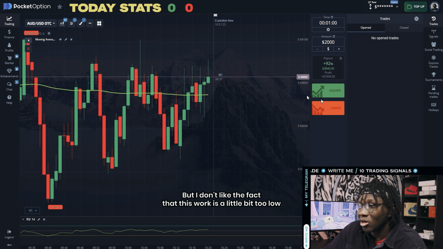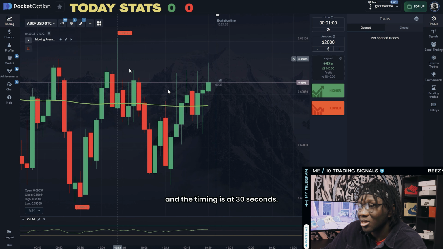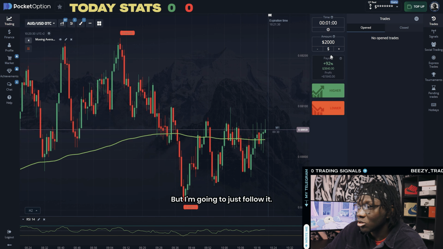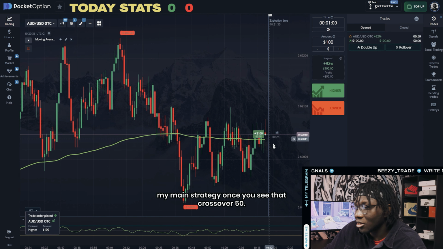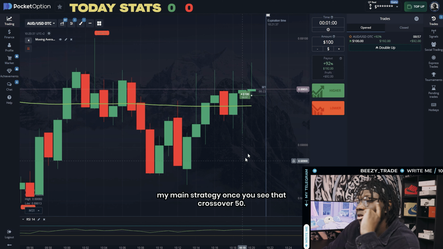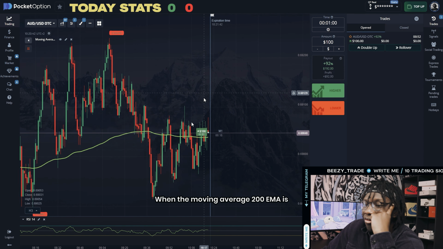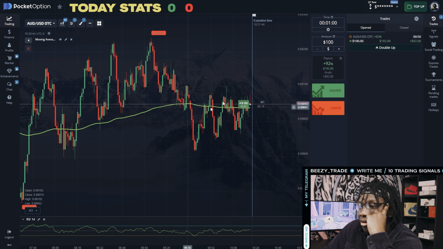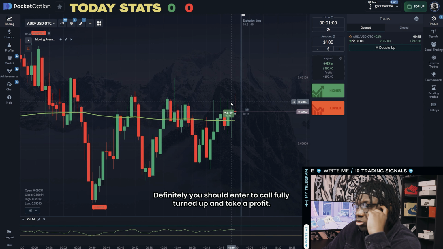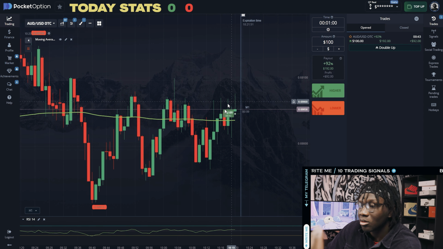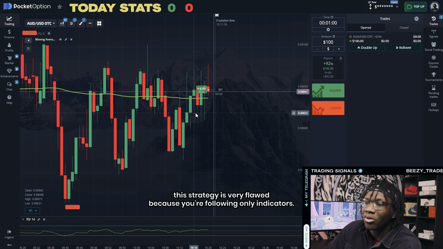But I don't like the fact that this wick is a little bit too low and the timing is at 30 seconds, but I'm going to just follow it. I'm going to follow my main strategy. Once you see that crossover 50 and you can see a bullish candle, when the price is above the 200 EMA, you definitely should enter into a call, follow the trend up, and take your profit. It should be just as simple.